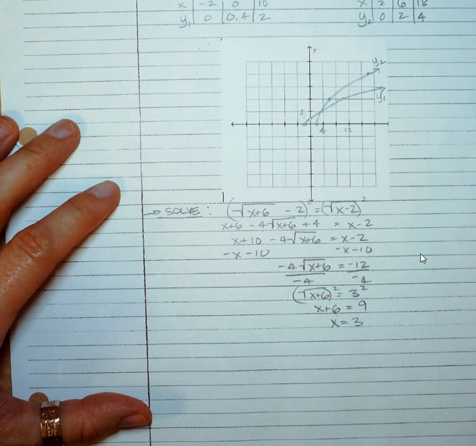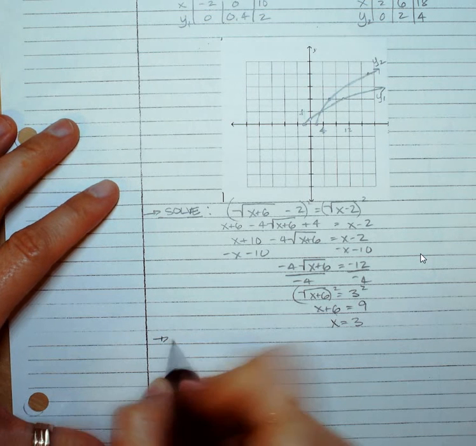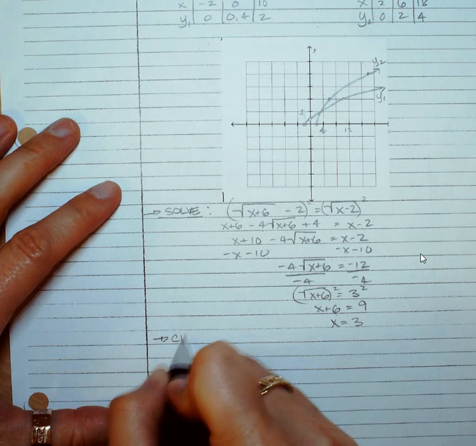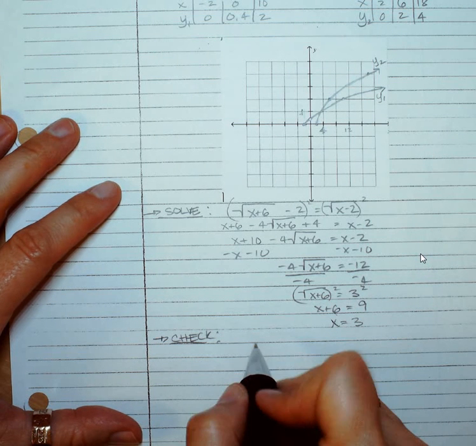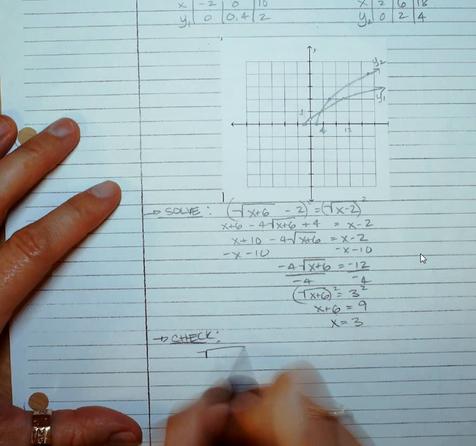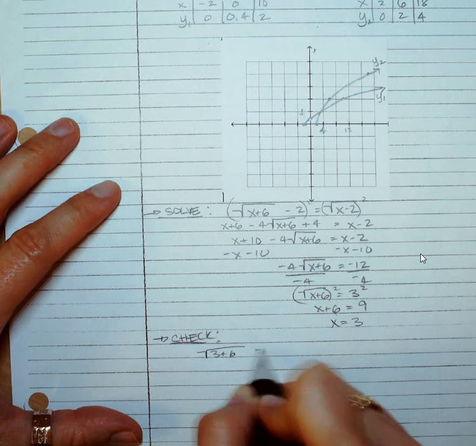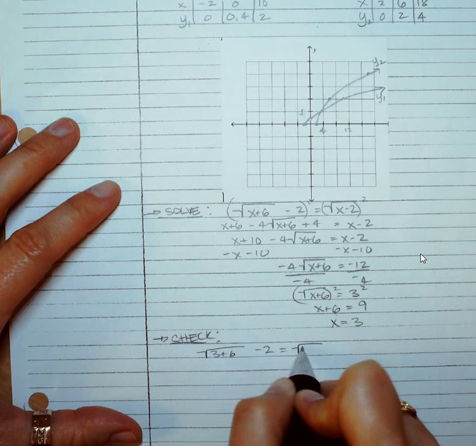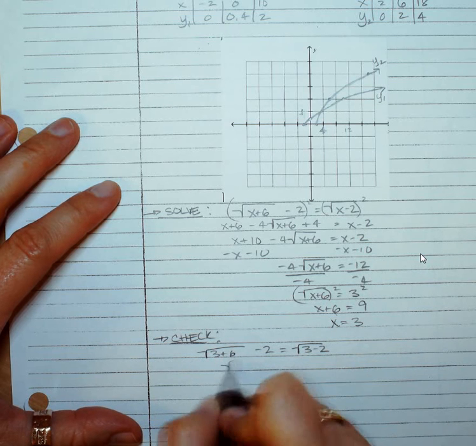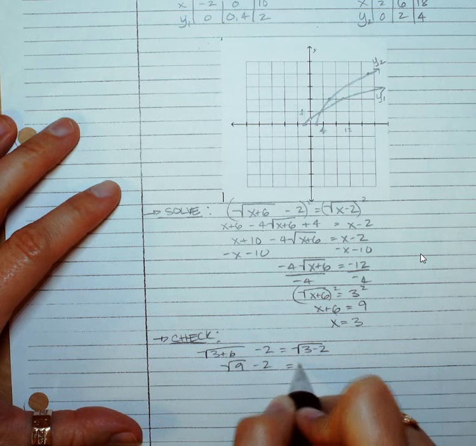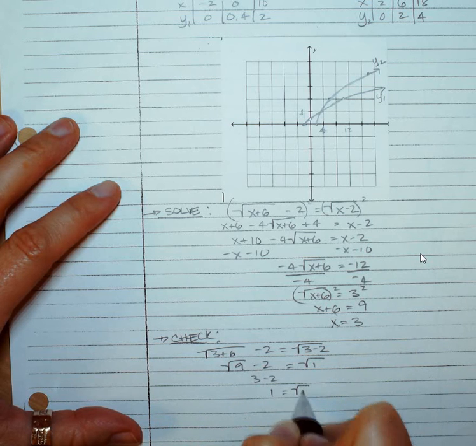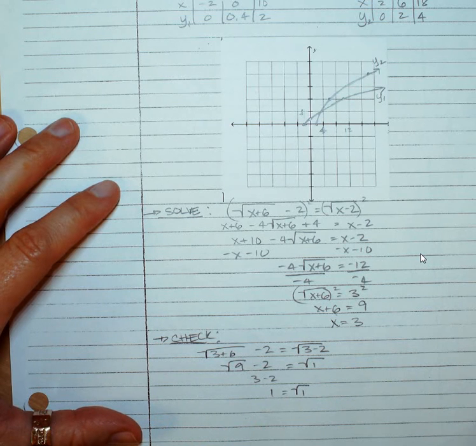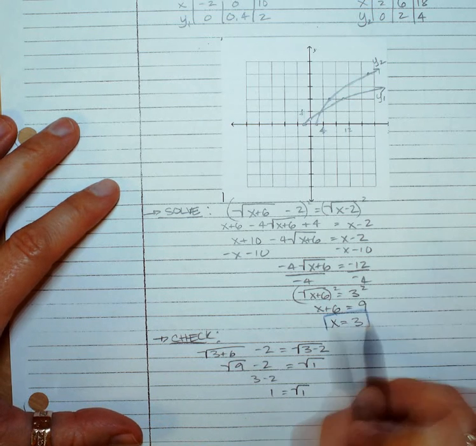Okay, let's check it to find the y value, which appears like it could be 1. Alright, so we have the square root of 3 plus 6 minus 2 equals the square root of 3 minus 2. So 9, yeah, so 3 minus 2. So we have 1 equals the square root of 1. True story. Okay, so the y value there is 1. Nice. There's our solution.